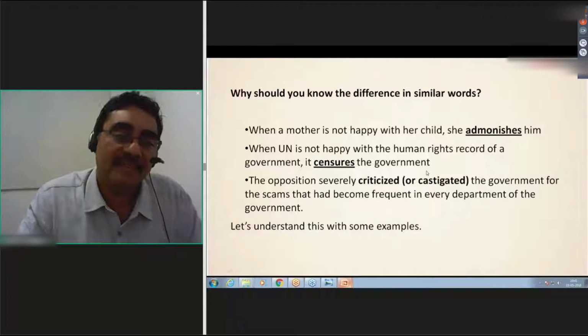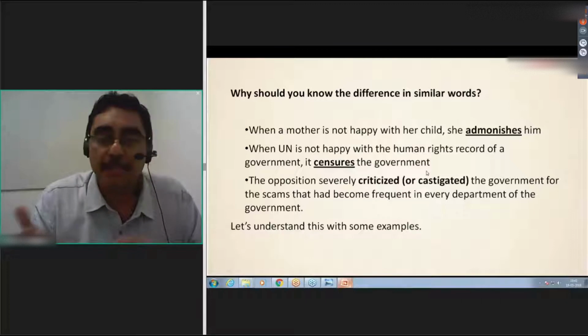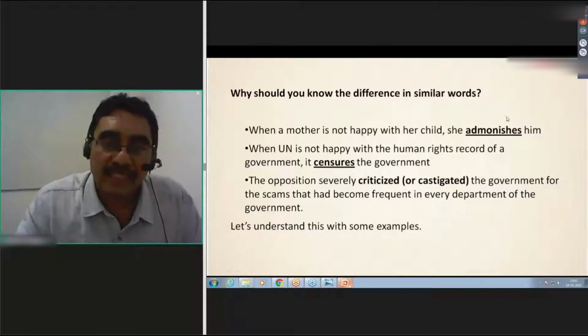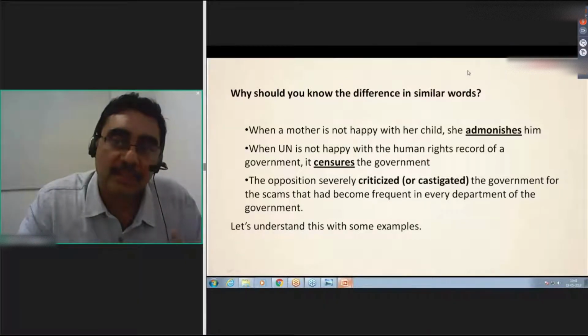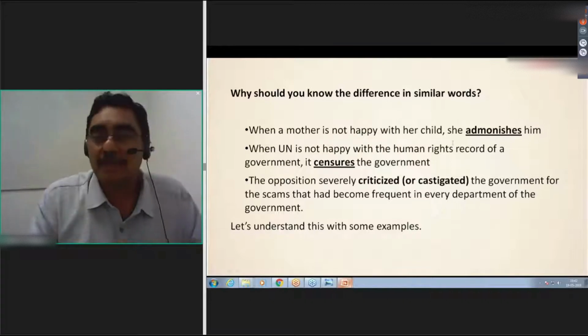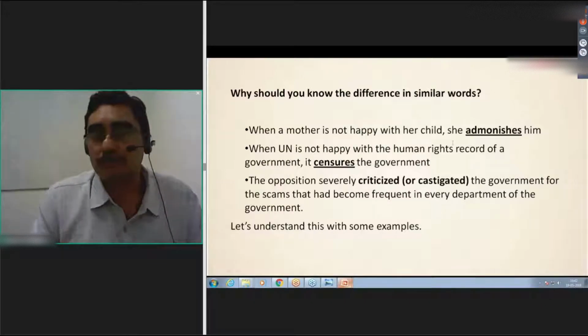Another word is castigate, or criticize. It is severe criticism, like typically what the opposition would do to the ruling government, right? The BJP and Congress, they will castigate one another. Can you see the difference in the words? The intensity is different, the contexts in which they are used are different, though they are all related words. You cannot say my mom censured me. That will look foolish. Similarly, the governor admonished the chief minister would also look foolish. Does it make sense to you?